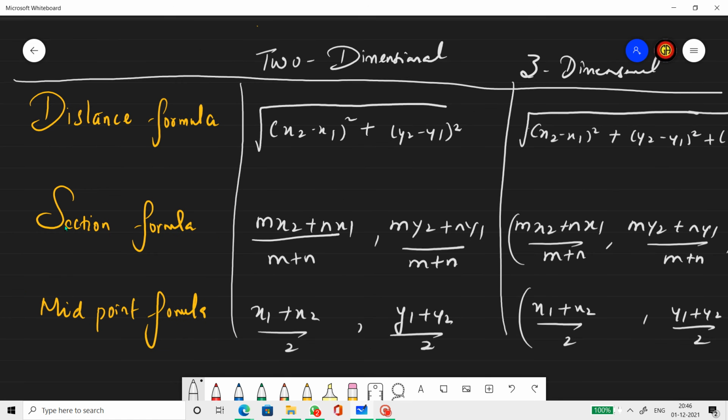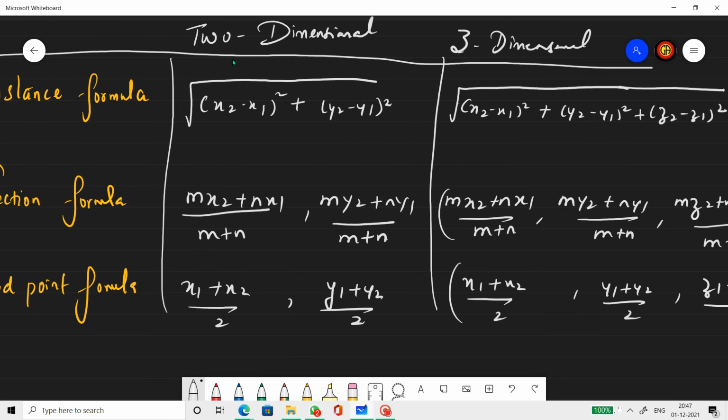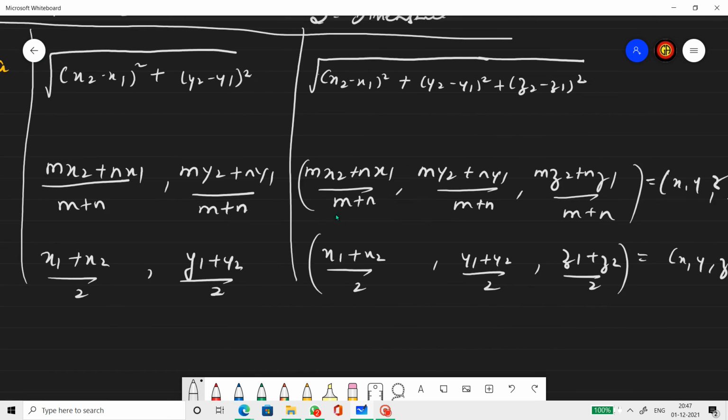Now, section formula. Where and when is section formula used? Section formula is used when a line segment is divided by a point in a given ratio. The ratio is taken as m is to n. When a line segment is divided by a point in a given ratio, we use this formula in two-dimensional geometry: m times x2 plus n times x1 by m plus n, comma m times y2 plus n times y1 by m plus n. The same thing, but we'll have a z-axis also.